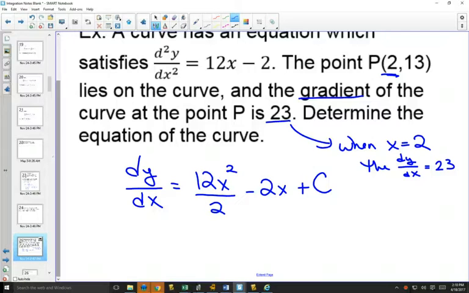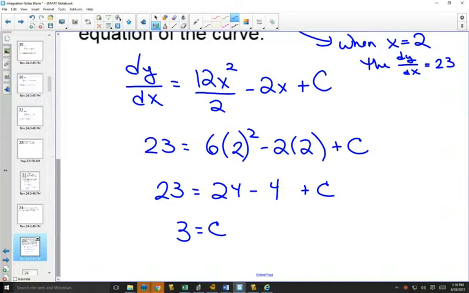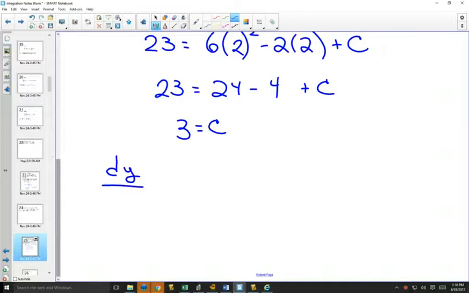So that means in this equation here, I know that dy dx is 23 when x is 2. And that allows me to create an equation where the only thing I need to solve for is c. So 23 is equal to 24 minus 20 plus c. Sorry, 24 minus 4. I got a little bit excited and did some mental math in my head there. 24 minus 4 is 20. Move that over to the other side, and you get c is equal to 3. So now we know that the exact equation of our derivative, dy dx, is equal to 6x squared minus 2x plus 3.